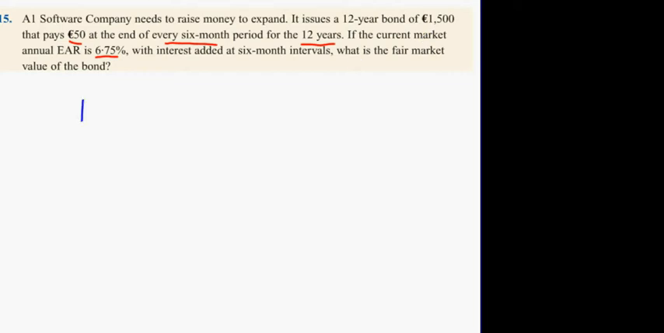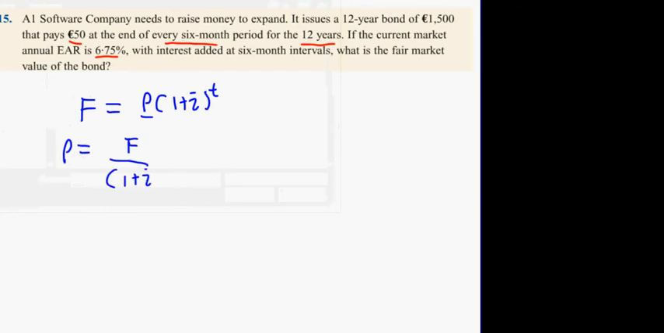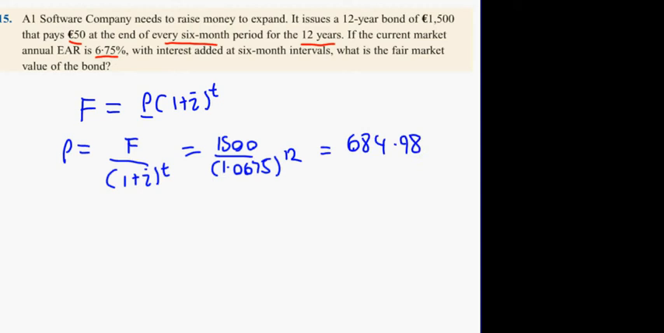Okay, so what we're going to do here is we're going to get F equals P times 1 plus i to the power t. In this case, P therefore is equal to F over 1 plus i to the power t. The F value is 1500 and the interest value is going to be 1 plus 6.75%, which is 1.0675. That's to the power of 12. You put that into the calculator and we get 684.98.